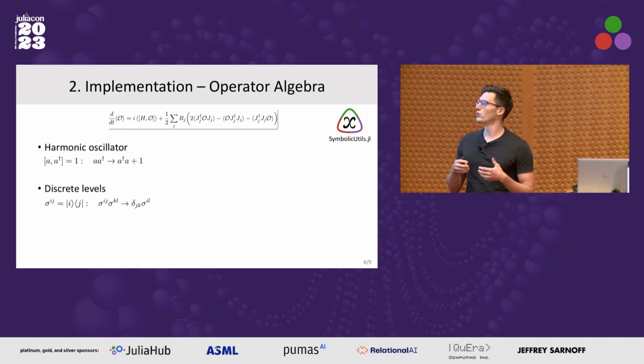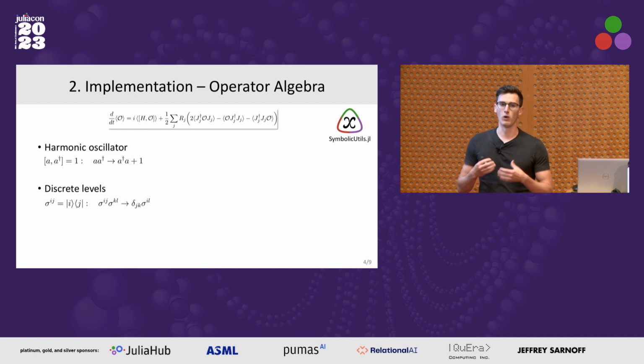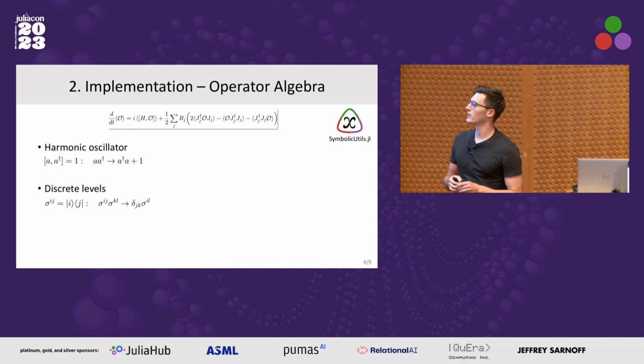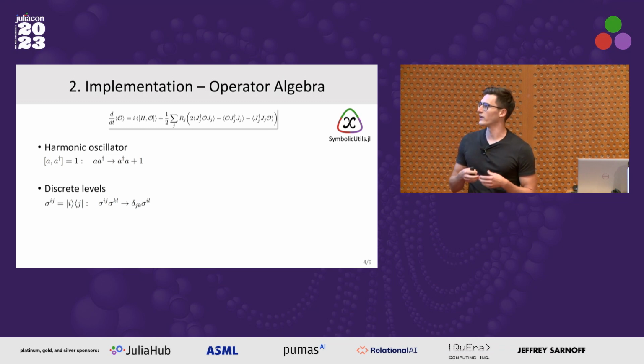And what we do to this end is just writing a rewriting rule that whenever we find the expression A times A dagger, we just replace it by A dagger A plus 1, which just corresponds to this rewriting rule. People also call this normal ordering for bosonic operators. Good, and for the discrete levels, we just use the orthogonality between different levels.